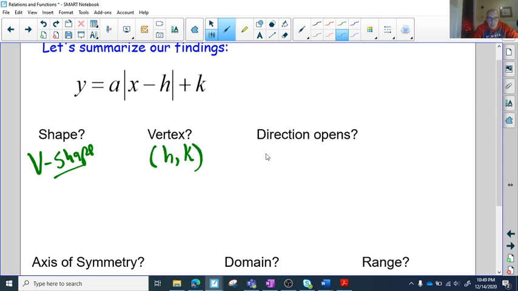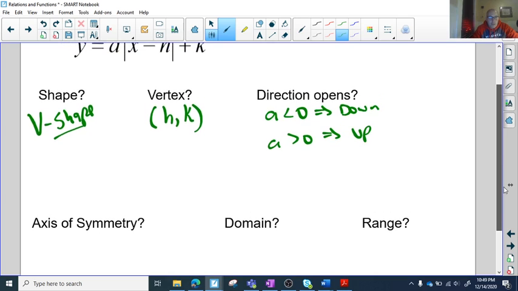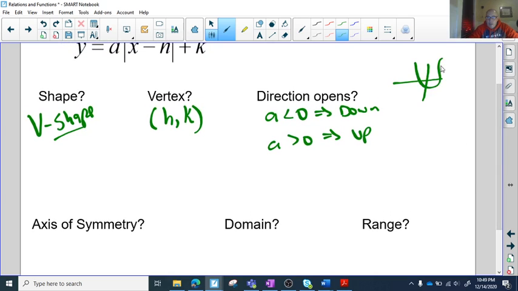Which direction does it open? That's controlled by the a. If a is less than 0, that means negative, it opens down. And if the a value, the number out in front, is positive, then it will open up. The axis of symmetry, so just like a quadratic, has a line that cuts it in half, which is always x equals the x-coordinate of your vertex. These are the exact same. If you draw a vertical line through the vertex, which is always going to have the x-coordinate of h, x equals h will always give you your axis of symmetry.